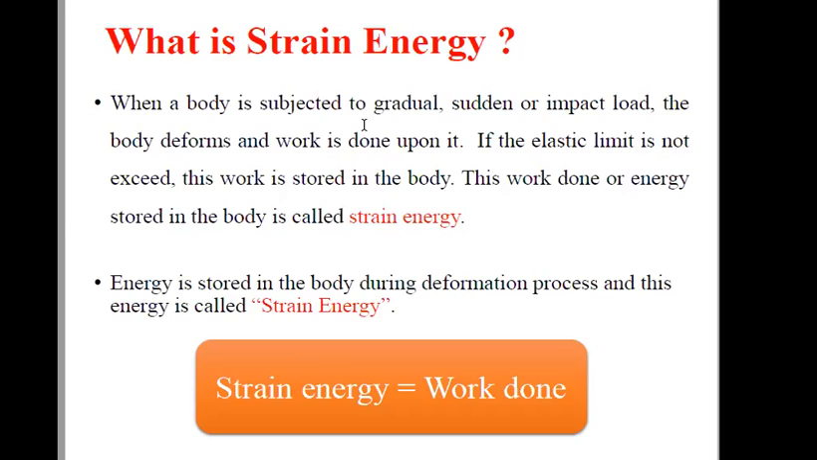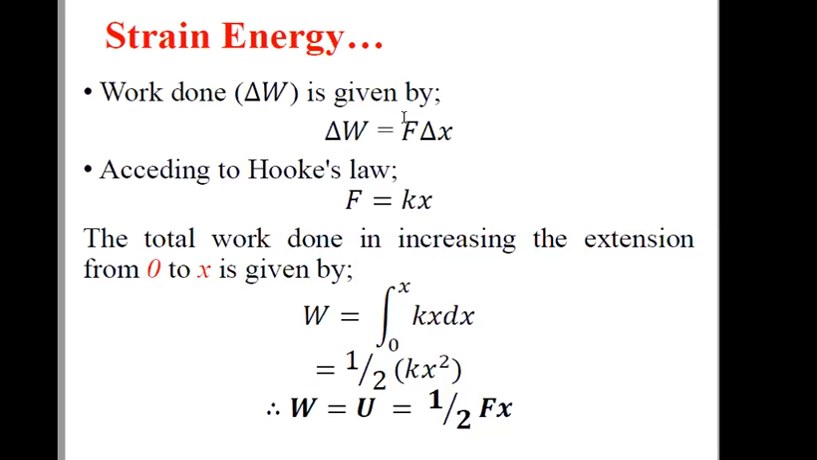That kind of energy is called strain energy. I hope all of you understood what strain energy is. So what would be the expression of strain energy? Same as whatever we did with work done. This work done is F into delta x. And according to Hooke's law, F is equal to K into X. Makes sense? Because length will be constant, I'll assume that to be a constant.